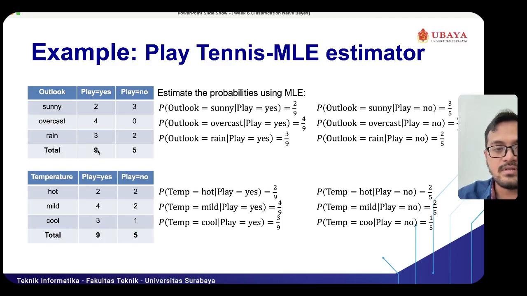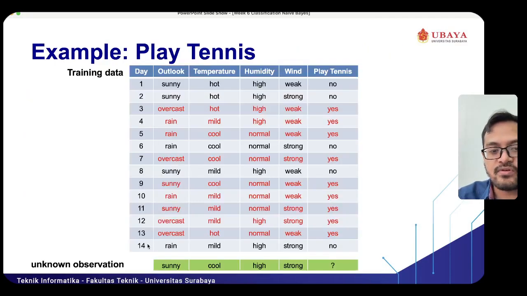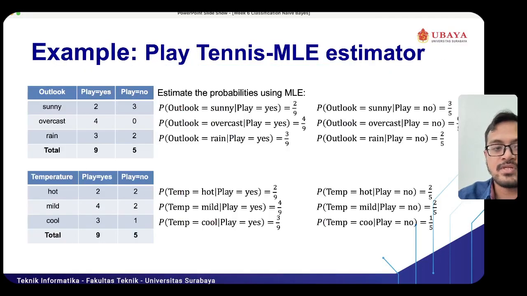And for the total, because we have 14 observations in our training data set, it must be 14. If we add the 9 plus 5 for playing equal yes and playing equal no, it will be 14, right? So we calculate the MLE estimator. How to calculate the MLE estimator? It is very simple, right?